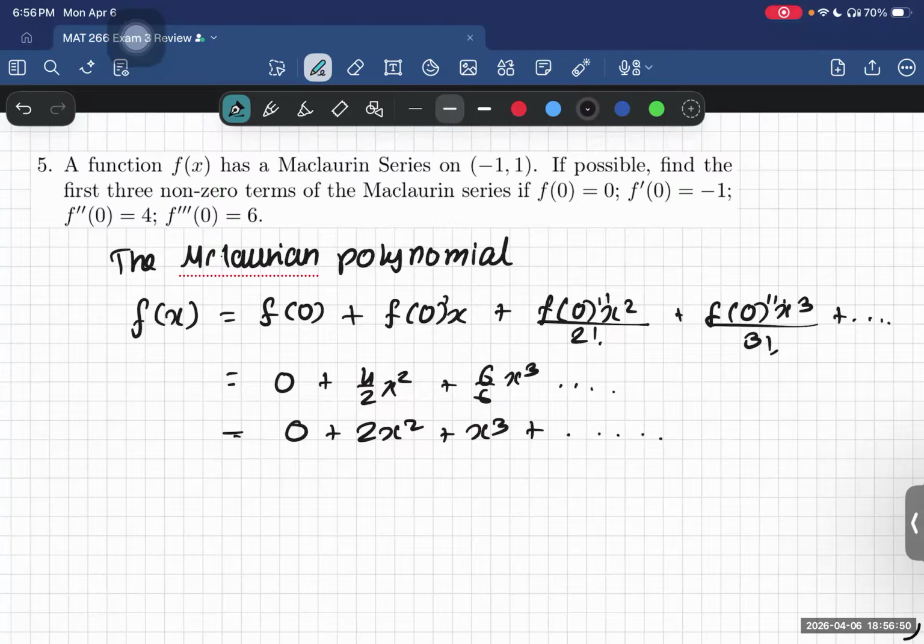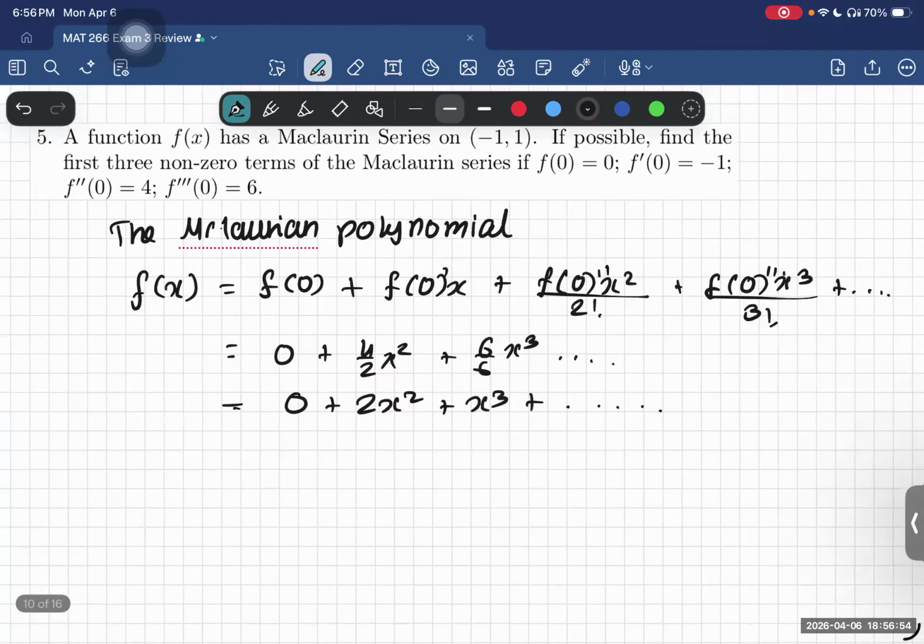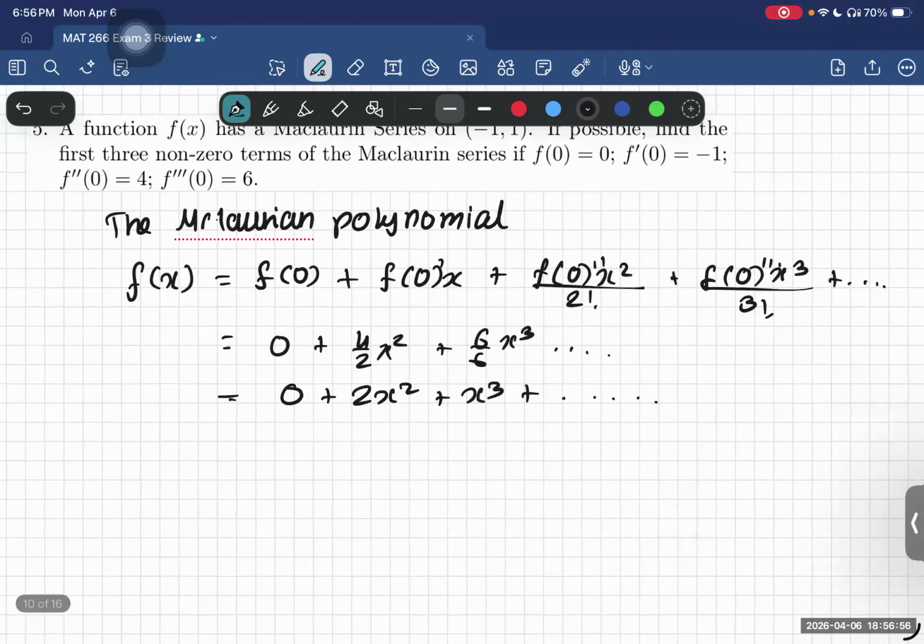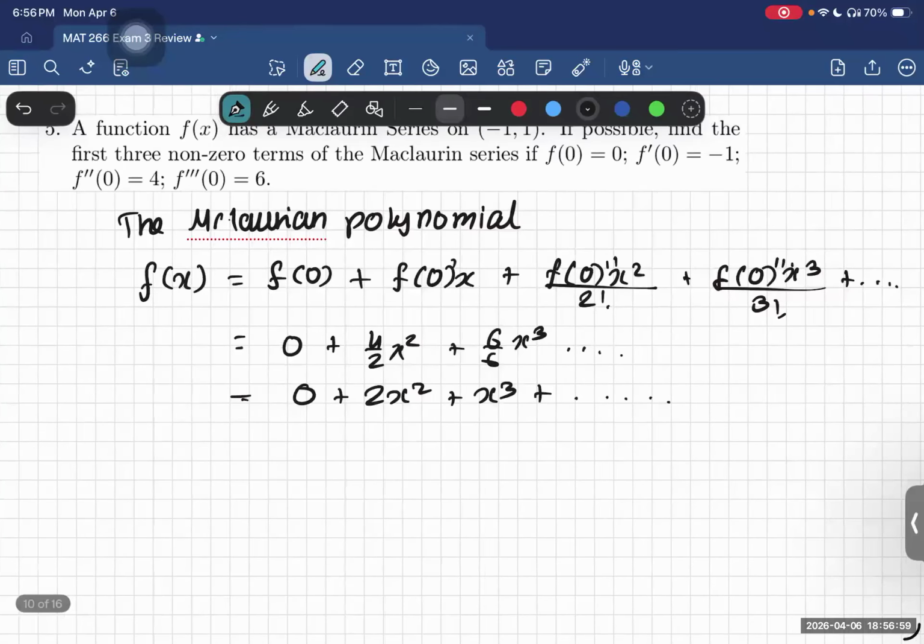Okay, so let's go ahead and see. So yeah, we got our first three non-zero terms by just having one more value here, and you'll get the answer. Okay.